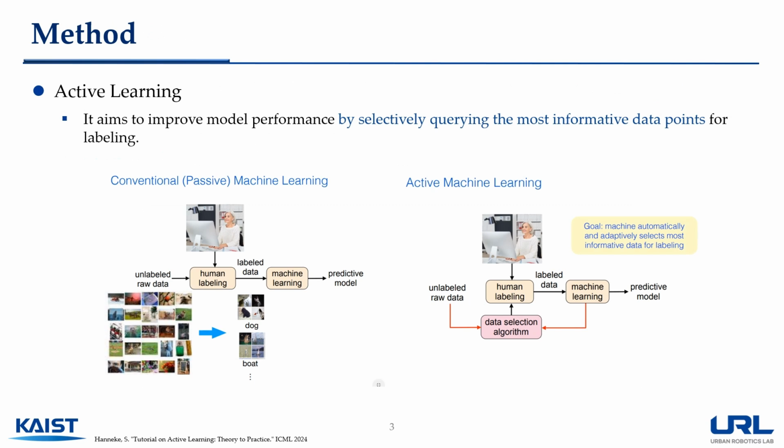So what is active learning? Active learning aims to improve model performance by selectively querying the most informative data points for labeling. Conventional machine learning just labels all data, whether labeled or unlabeled, but it is difficult and demands a lot of effort. But using active learning, we can automatically and adaptively select the most informative data for labeling. So it reduces human effort. In this paper, active learning is used to solve the task ambiguity automatically.